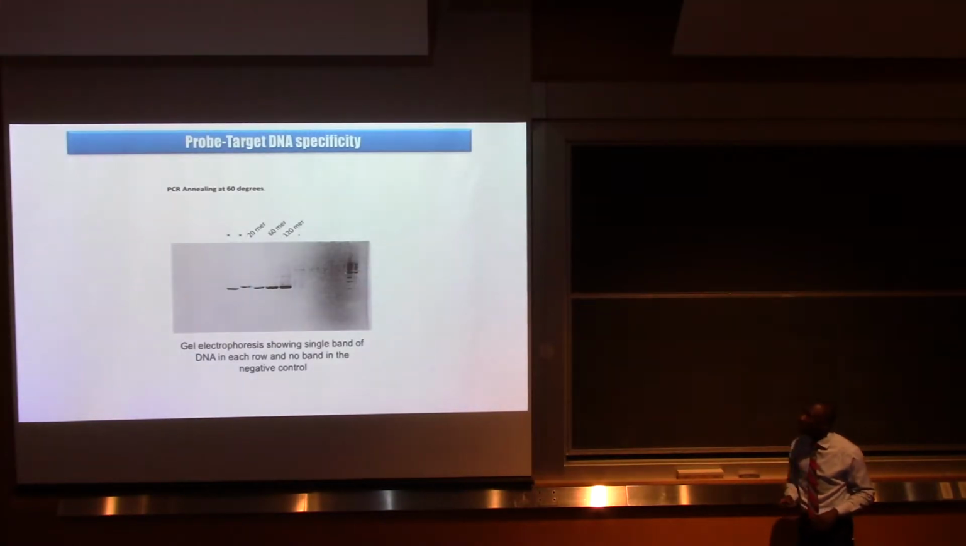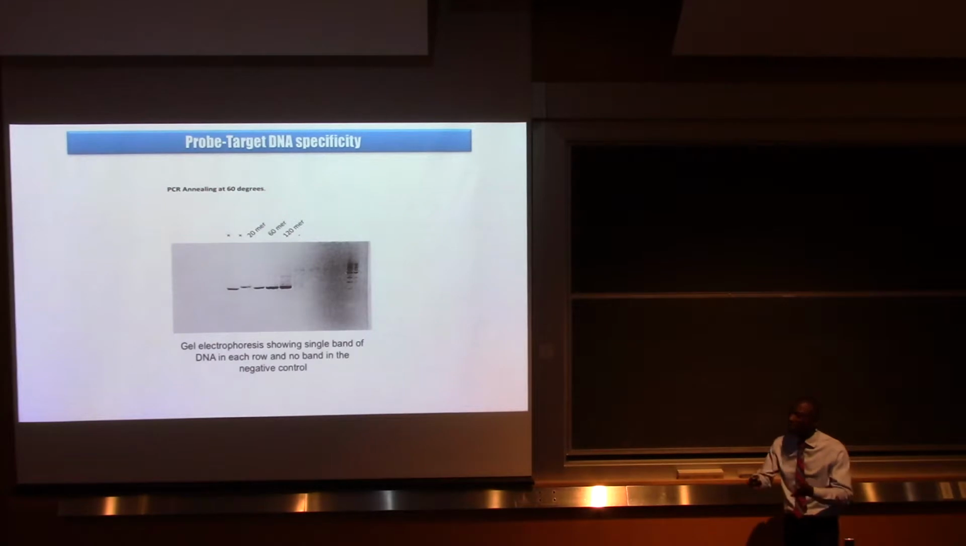So in our experiment, we used a control probe, a 20 mer, 60 mer, and 120 mer, and a negative primer. This negative primer is a molecule that cannot serve as a primer in the PCR reaction. After the experiment, we can see that we have just single bands in each row. This suggests that our probe is specific to its target DNA.